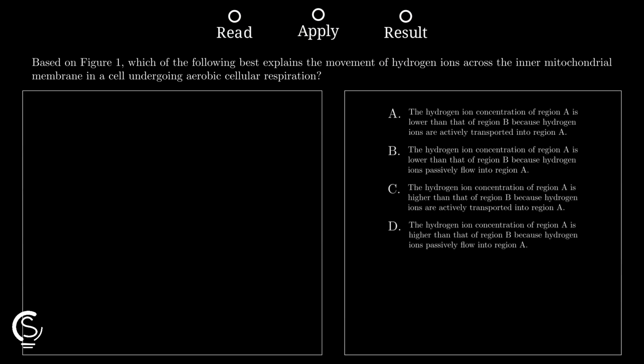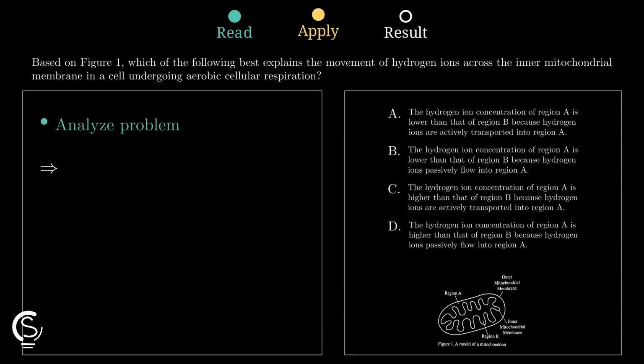First, look at the diagram to identify region A as the intermembrane space. During the electron transport chain, energy is used to pump hydrogen ions into this specific area immediately. Because these ions are being moved against their concentration gradient, this process is active transport. This creates a much higher concentration of hydrogen ions in region A compared to region B.